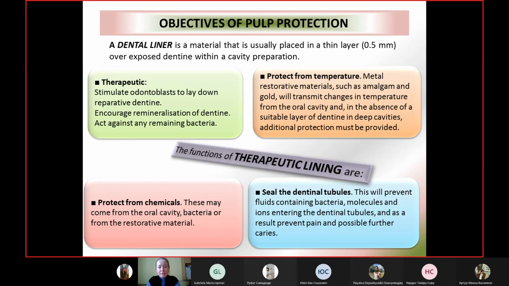Protect from chemicals. This may come from the oral cavity, bacteria, or from the restorative material. Seal the dentinal tubules. This will prevent fluids containing bacteria, molecules, and ions entering the dentinal tubules, and, as a result, prevent pain and possible further caries. All of that, what I have mentioned right now, deals with therapeutic lining.